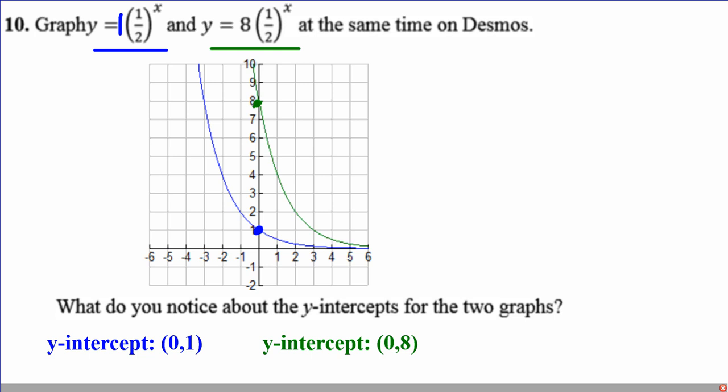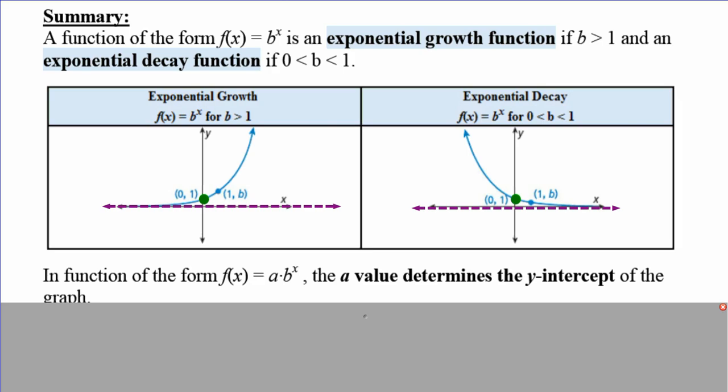So what are some of the key things that we've learned from today? When we talk about our exponential functions, they could either be growth or decay, like we've talked about before. If your multiplier b is greater than 1, it's growth, increasing. If it's between 0 and 1, it's decay, decreasing. We also know that the a value can determine the y-intercept for the graph. So we're going to look to see if you have a multiplier in front of your rate, and that will influence your y-intercept.